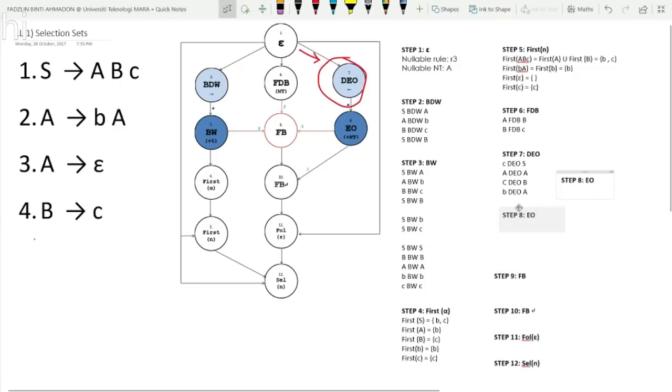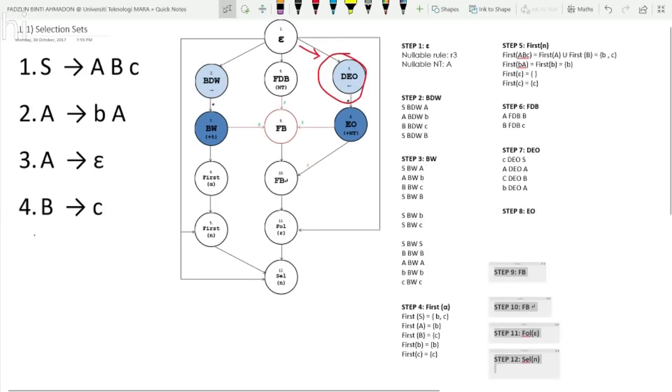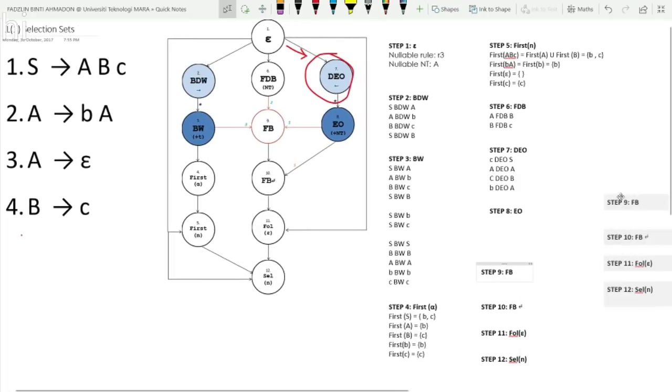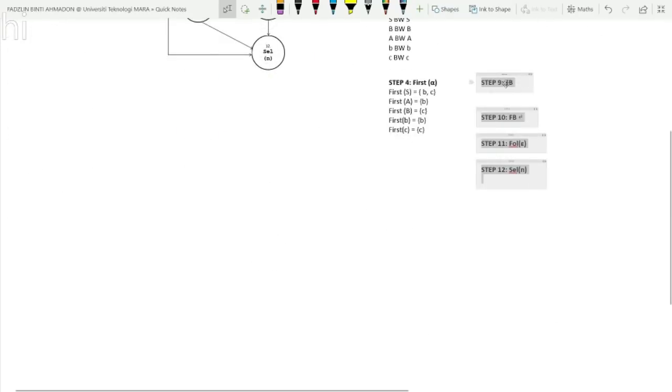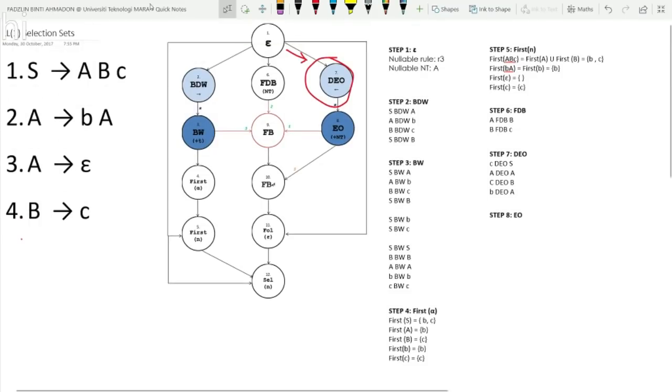EO has lots of similarities with BW in the sense that it is actually a reflexive transitive closure of DEO. So if you look here, it has similarities to BW. Both have arrows coming in from the prior step and both have a star on top of the arrows. If BW is the reflexive transitive closure of BDW, EO is actually the reflexive transitive closure of DEO.